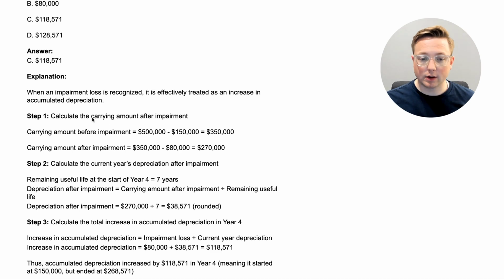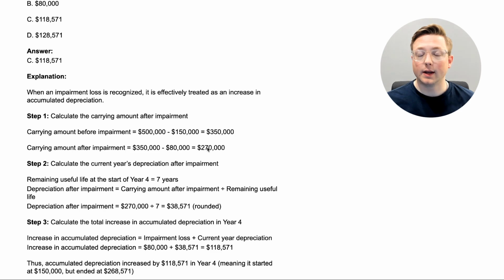First, you of course have to calculate the carrying amount after impairment. So the carrying amount before impairment was the $500,000 cost less the $150,000 of depreciation that they had. So that's the carrying amount before they even think about impairment, $350,000. Now, it did say they recognized an impairment loss of $80,000. It just told us that. So that means, if you're thinking about journal entries, that the accumulated depreciation increased by $80,000 because of that impairment loss, meaning that the carrying amount went down to $270,000. So that's the carrying amount right now after the impairment.